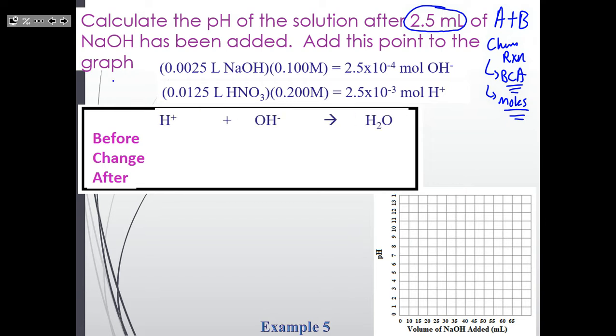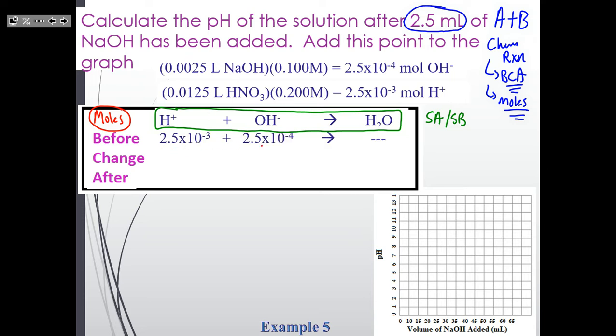Now, I'm going to draw attention to the reaction. Remember, the net ionic equation for a strong acid with a strong base is just hydronium plus hydroxide yields H2O. That's it. So we're going to use that. And remember, this is for moles only.